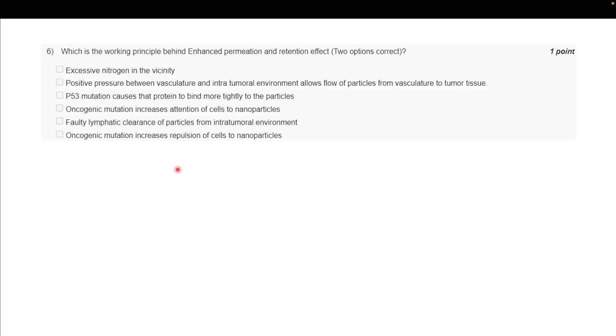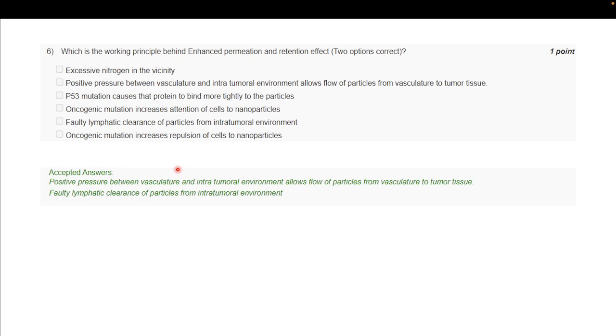Any volunteers? No? Okay. So the correct answer for this question is positive pressure between vasculature and intratumoral environment allows flow of particles from vasculature to tumor tissue, and then faulty lymphatic clearance of particles from intratumoral environment.